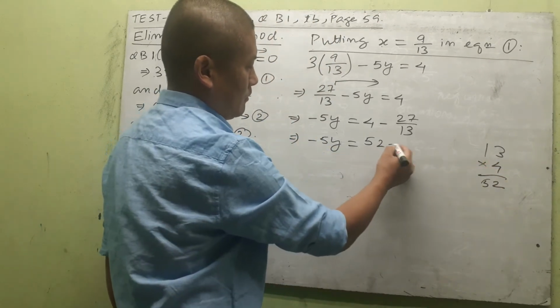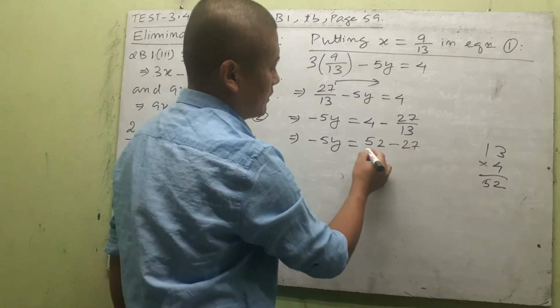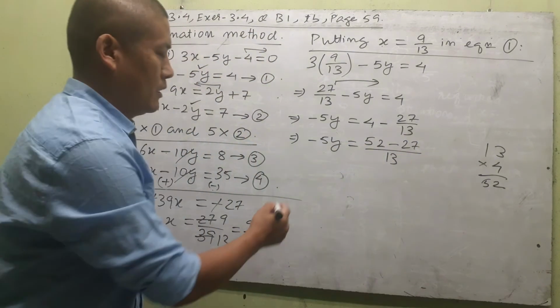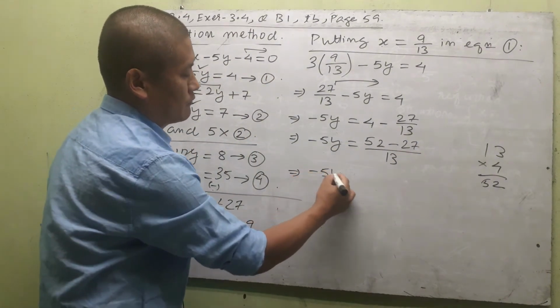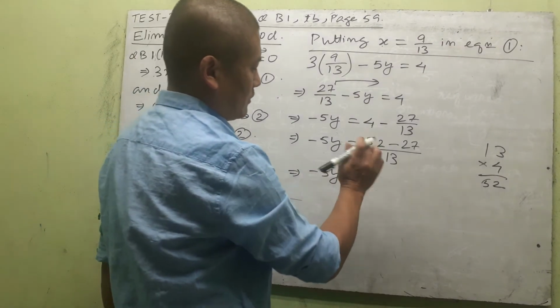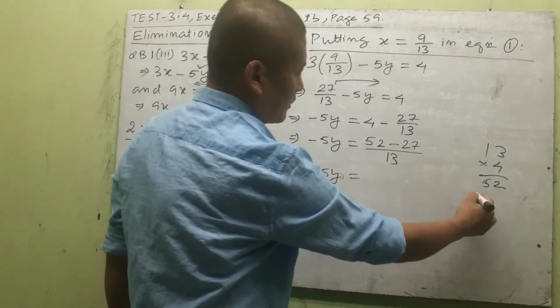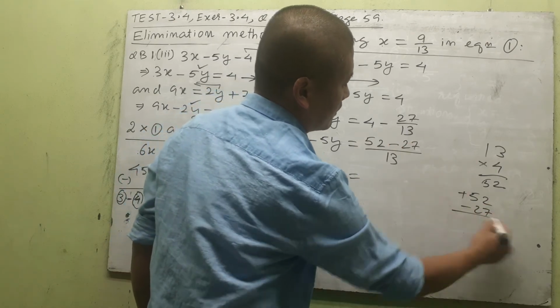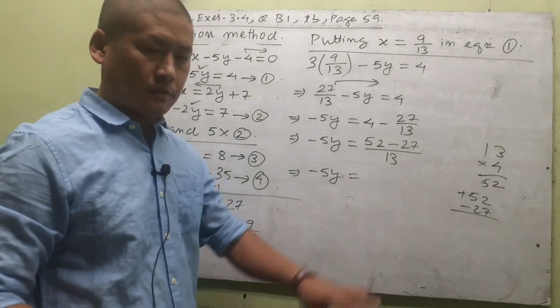Then minus here 27, same number, long line because we have multiplied up to here, divided by LCM 13. So that gives us minus 5y is equal to plus 52. No sign is plus, minus, smaller one always down. And as I said, plus minus means we have to subtract.